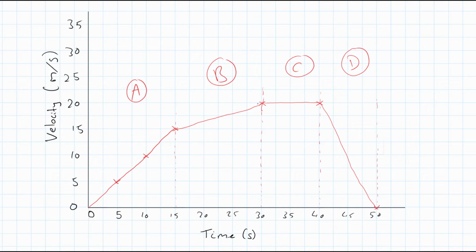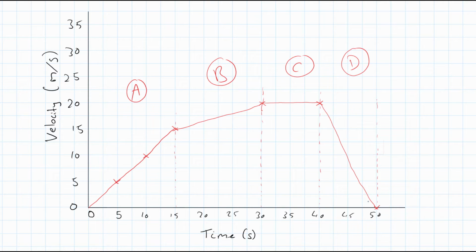All right, now part D, the line goes down. Our velocity decreases from 20 meters per second to 0 meters per second, and that takes 10 seconds, so from 40 to 50. That is what we call a deceleration, or you could call it a negative acceleration. If a line is sloping downwards, then it is a negative acceleration or a deceleration.